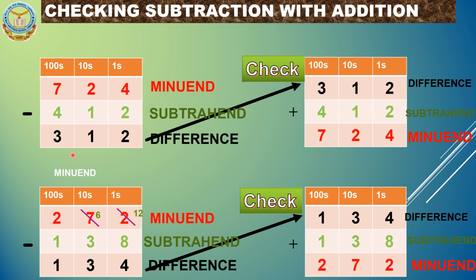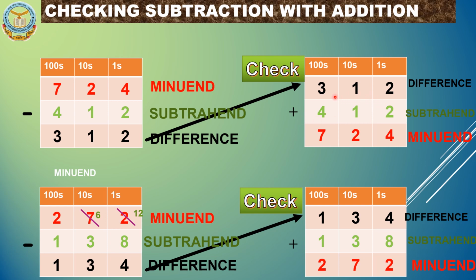Now we have to see whether our difference is correct or not. So what we have to do? We have to add difference and subtrahend. If on adding difference and subtrahend we get minuend, our answer is correct. If we do not get minuend, our answer is wrong. So let us check by adding difference and subtrahend.